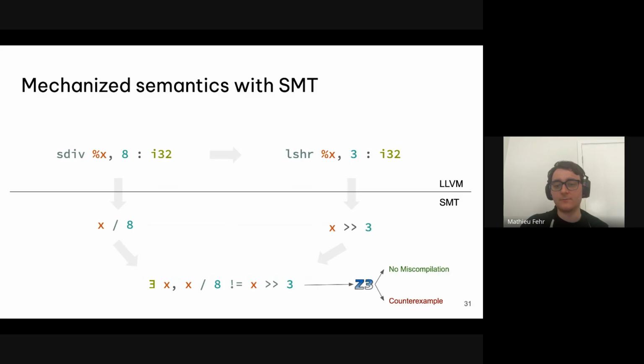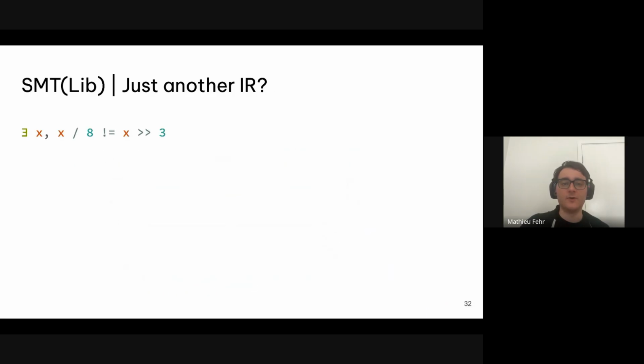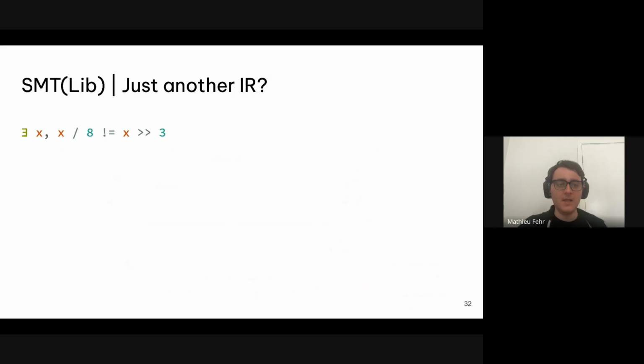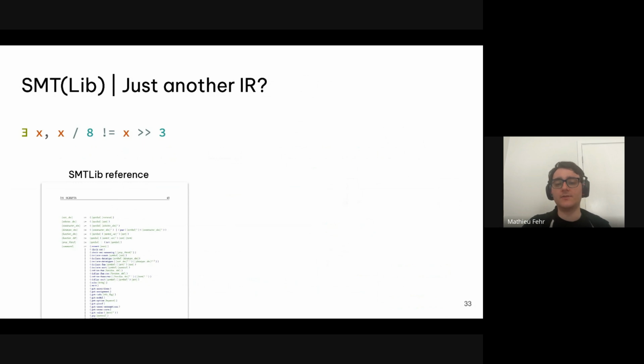So the thing is, when you look at it that way, this looks a lot like an intermediate representation. If you have the LLVM code on the top, the SMT code on the bottom, you can think, what if we make SMT a dialect here? And that's where we started. So if you look at SMTLIB, you can easily translate it to an MLIR dialect, because essentially SMTLIB is based on Lisp.